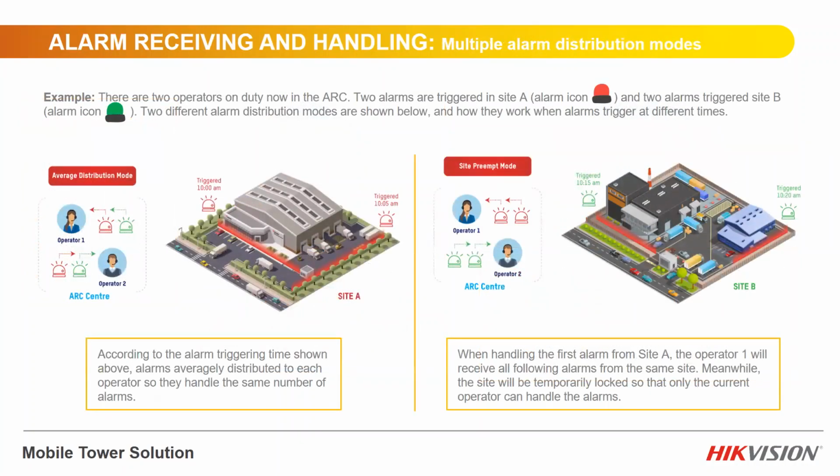Generated alarms can be handled in 2 ways. Average distribution mode distributes alarms between all the logged in operators, or site preempt mode. Once an operator has handled an alarm for one site, subsequent alarms for that same site go to the same operator.